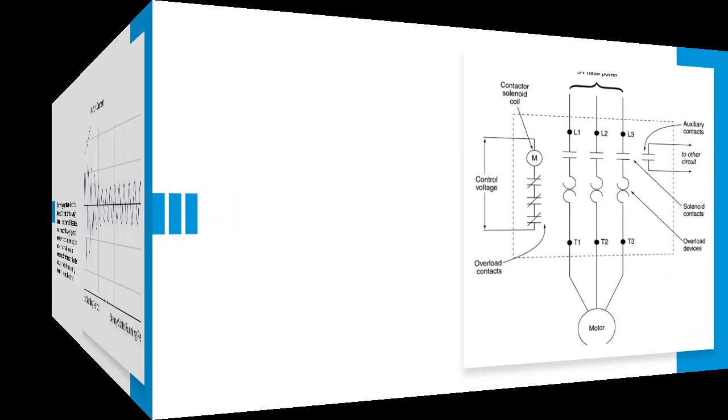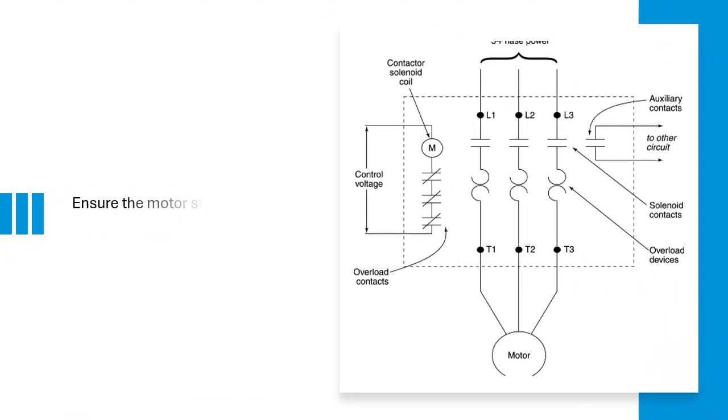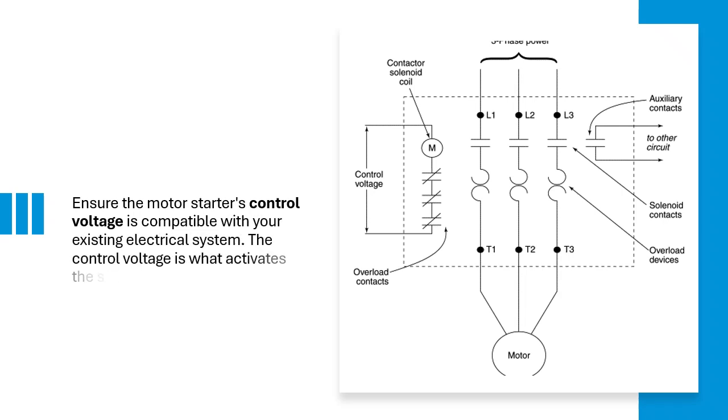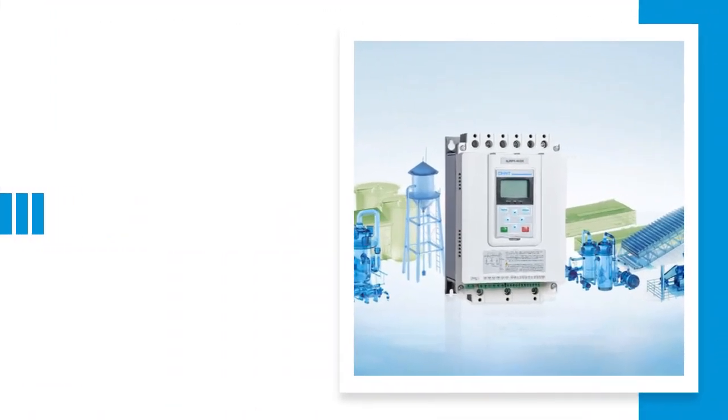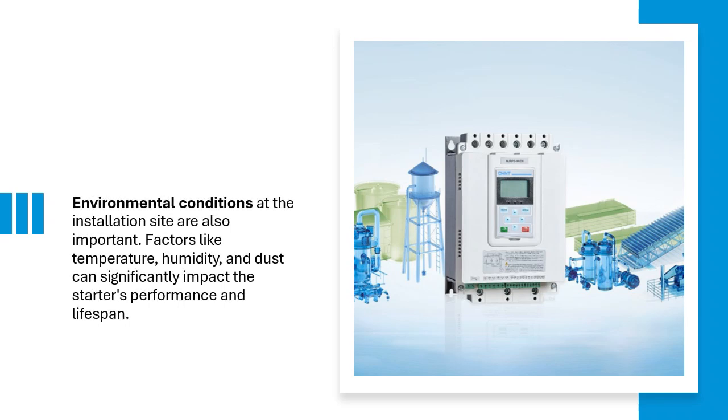Ensure the motor starter's control voltage is compatible with your existing electrical system. The control voltage is what activates the starter's coil and initiates the motor's operation. Environmental conditions at the installation site are also important. Factors like temperature, humidity, and dust can significantly impact the starter's performance and lifespan.